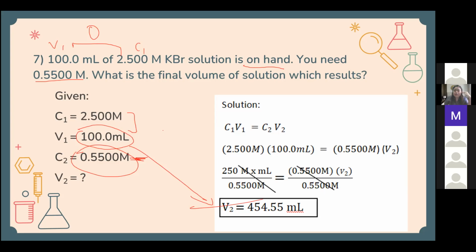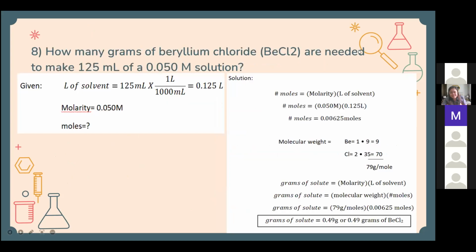Questions or concerns for number 7? It's a dilution problem. None? Okay, so let's have the last one, number 8.